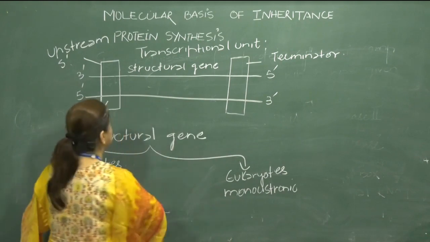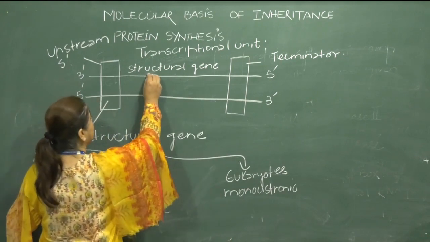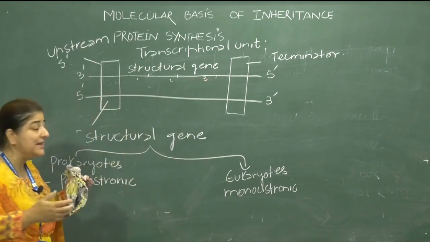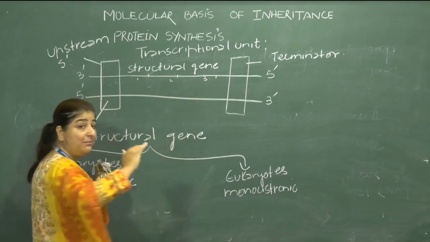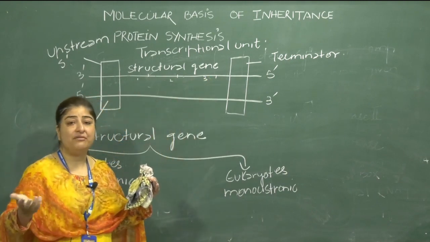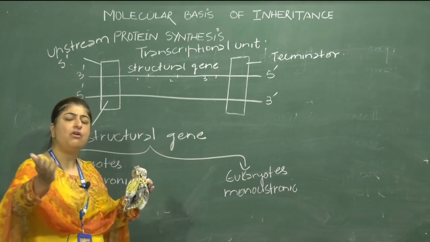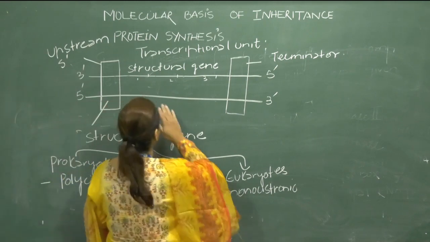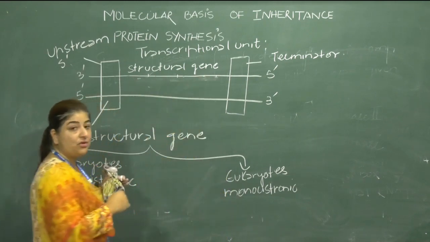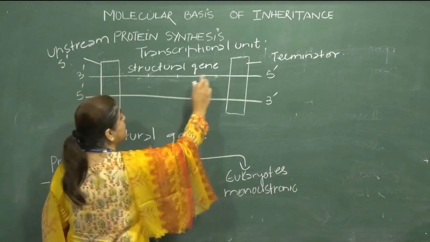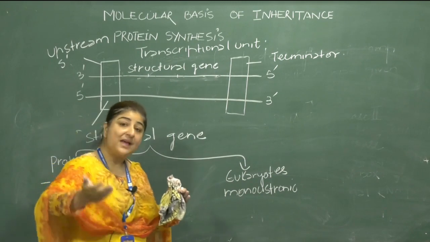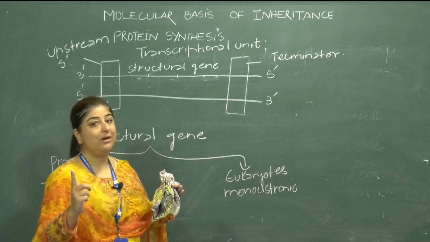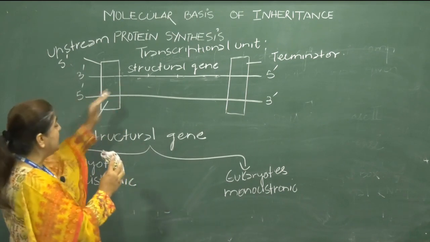So polycistronic means it has a lot of cistrons, that means 1, 2 and 3. That means when the mRNA is transcribed and then, after the process of translation, it will synthesize 3 or 4 enzymes from a single mRNA. But in eukaryotes, we don't have this many cistrons. It has only one cistron. So when the mRNA is transcribed, during translation only one polypeptide will be synthesized. So this was about the structural gene.